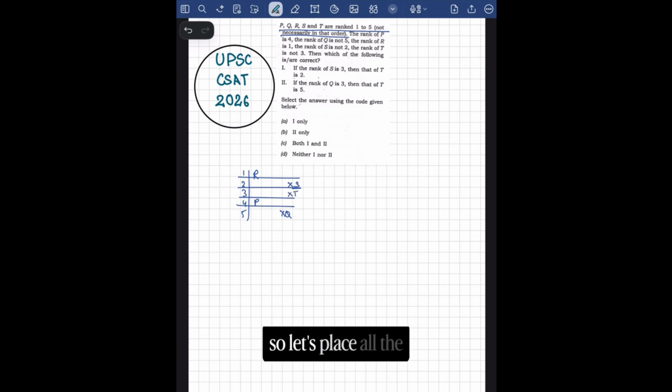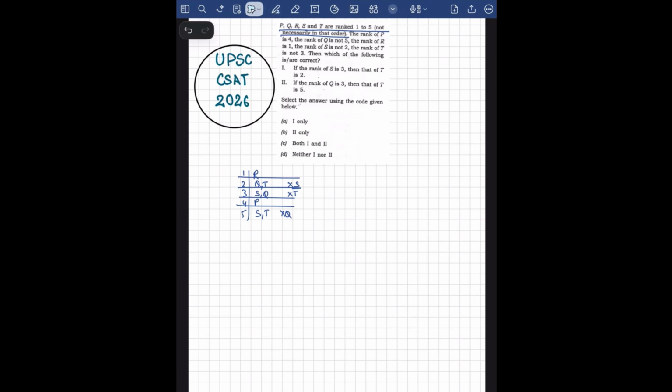So let's place all the letters which can occupy the 2nd, 3rd and 5th position. So the 2nd position can be occupied by Q and T. The 3rd position can be occupied by S and Q. And the 5th position can be occupied by S and T. Now we need to create another table since we need to test different possibilities and verify statements separately. So I'm just duplicating this table.